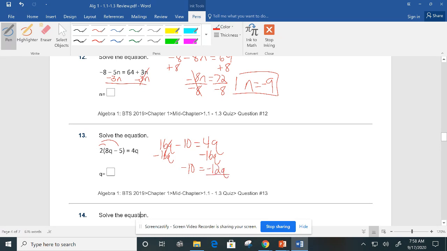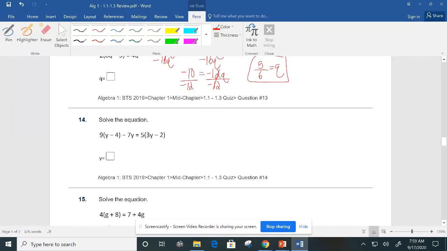Divide by negative 12 now. Cancels. Divide by negative 12 here. Now I've got negative 10 over negative 12, which is equal to q. But I need to simplify that. I don't want to leave it as a negative over a negative, and 10 and 12 can be simplified as well. So a negative divided by a negative is definitely going to be a positive. I could divide both of these by 2, and I get a simplified answer of 5/6, which is equal to q. Leave it as a fraction. We're dealing with fractions here.